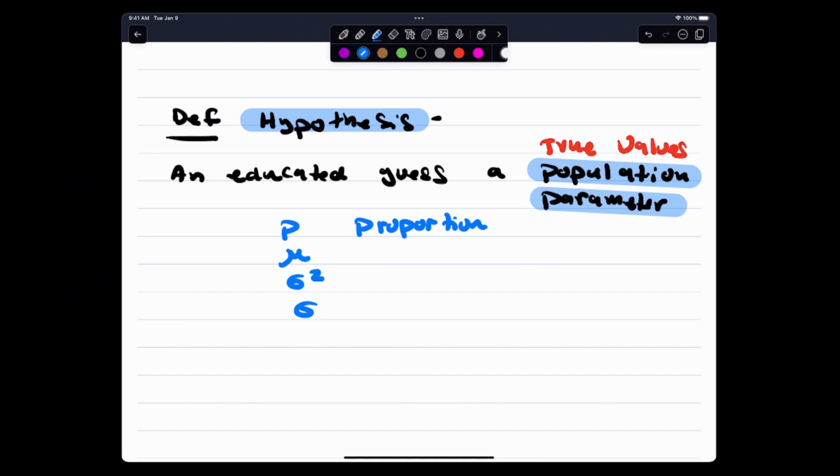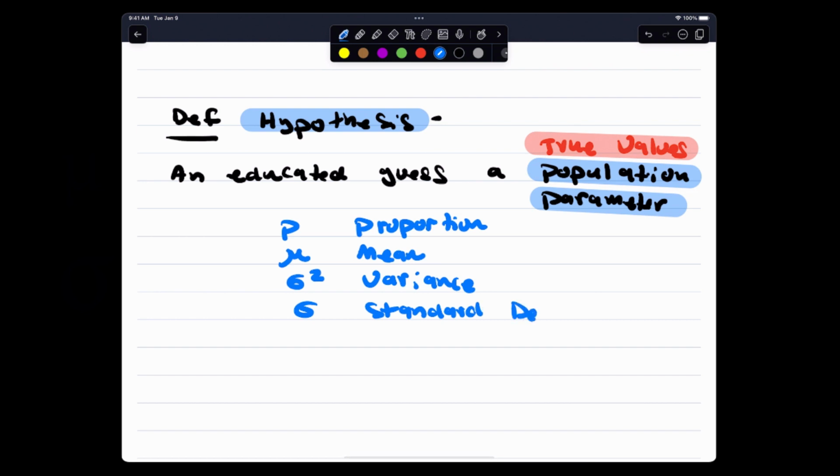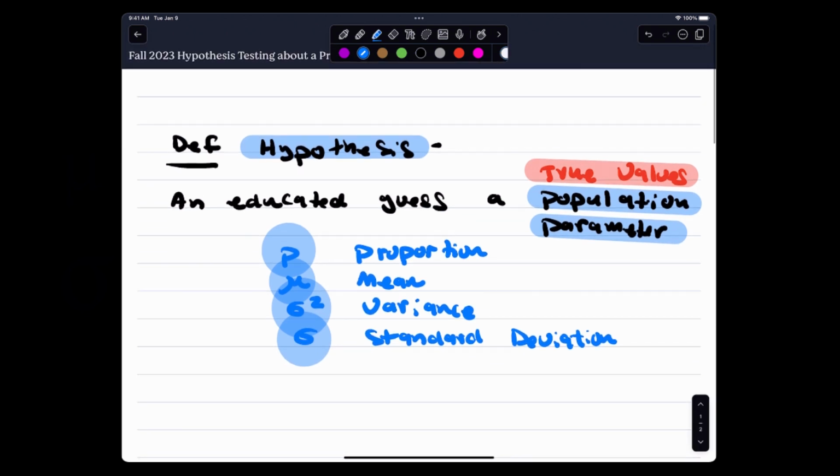So here we go. Proportion. Mu is what? A mean. Sigma squared is what? A variance, and sigma is a standard deviation. These are all those values you guys worked on in the past. So what we're going to start really is hypothesis testing, in case you guys didn't know. That's the name of what we're going to start to work with. This is code for the scientific method.